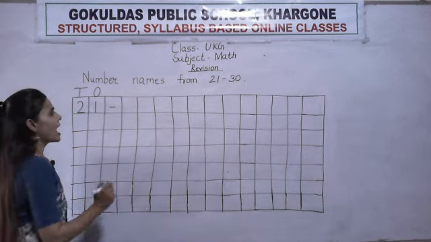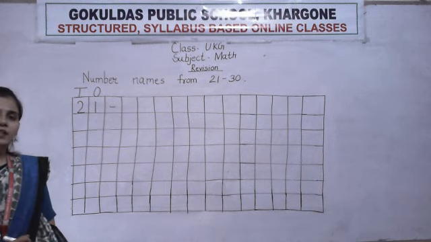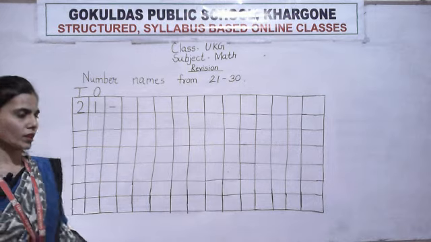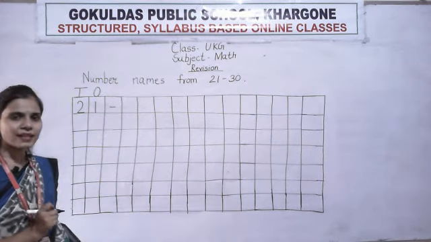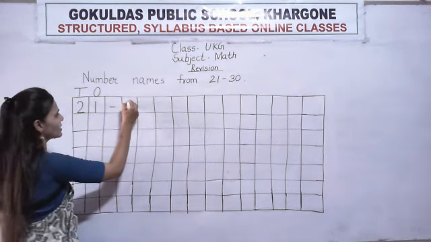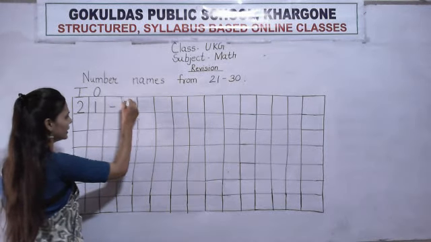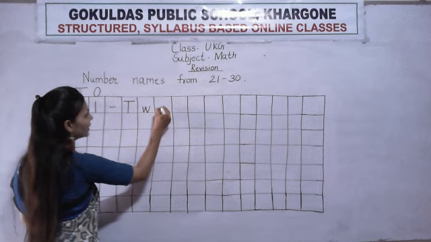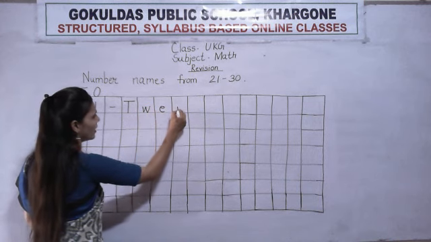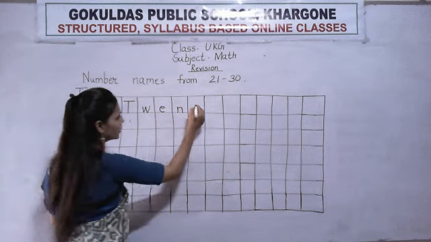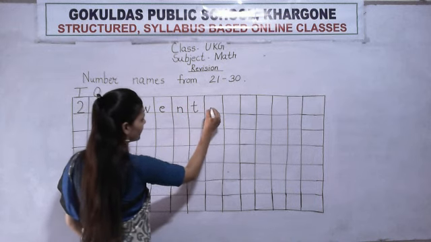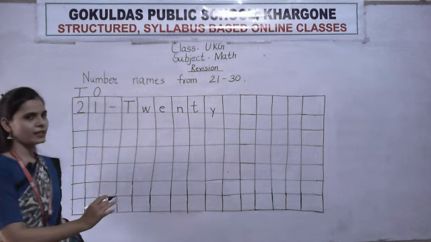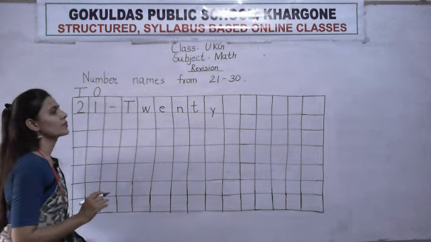Now the spelling of 21: you know the spelling of 20. So tell me the spelling of 20. All of you say T-W-E-N-T-Y, 20. Okay, this is the spelling of 20.